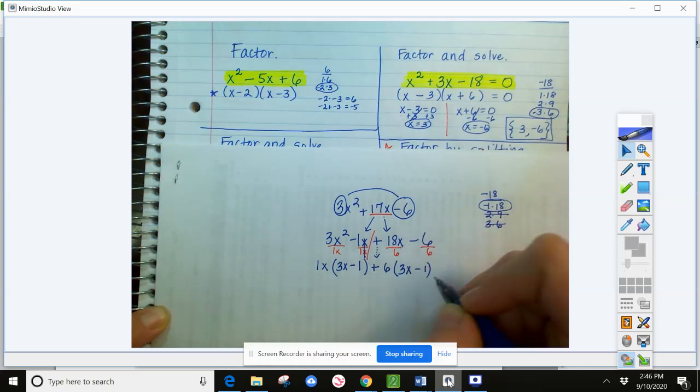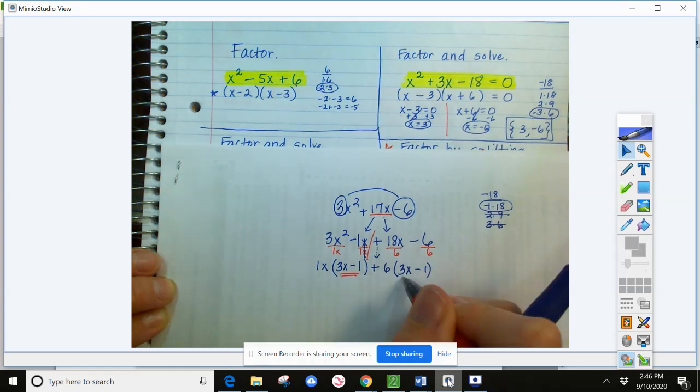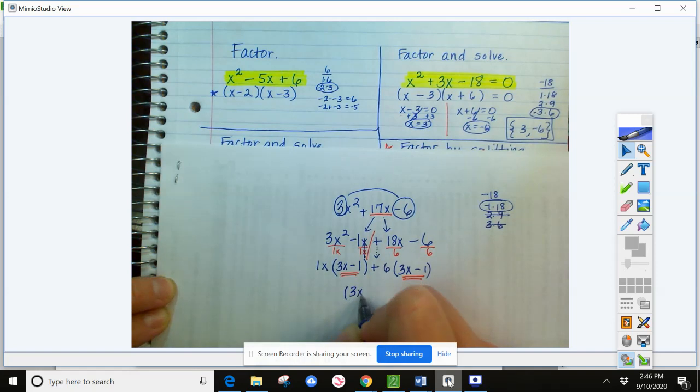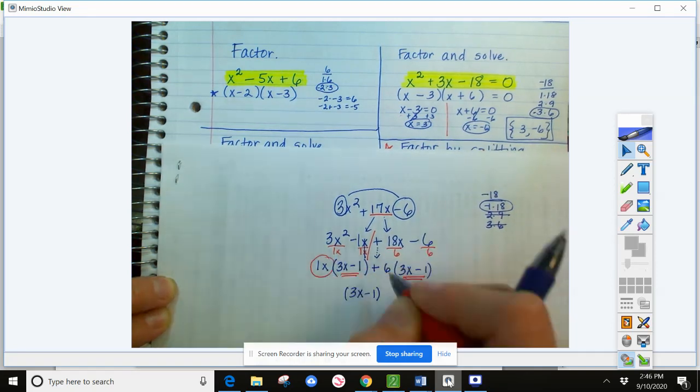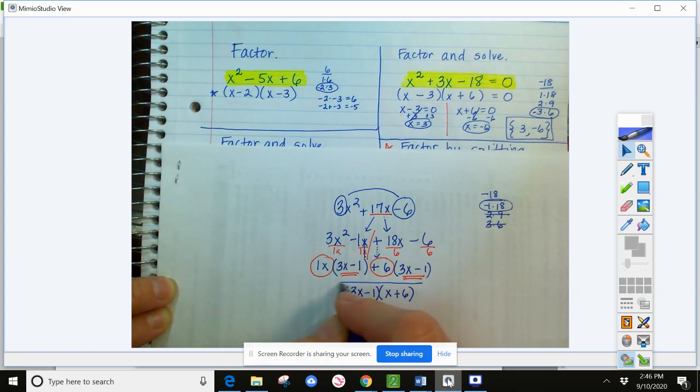So you see right here, again, we've got the same stuff in each of these sets of parentheses. So 3x minus 1 is your first factor. The stuff that you used for the greatest common factor on the outside of those parentheses is your other factor. I call them the leftovers. And that's how you would factor by splitting the middle term.